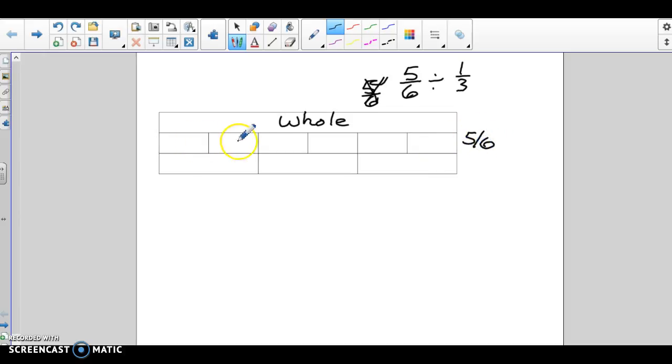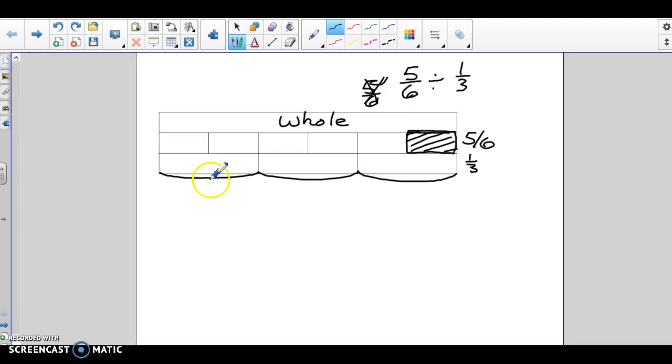Now you'll notice I have 1, 2, 3, 4, 5, 6 parts. Since we're only dividing 5/6, I'm going to take this part out. And I want you to consider the fact that this part is not being used. It's no longer part of this whole equation. Now we're dividing it into thirds, and you'll notice that that's exactly what we did. We divided it into 1, 2, 3 parts. So the question is, how many thirds are in 5/6?